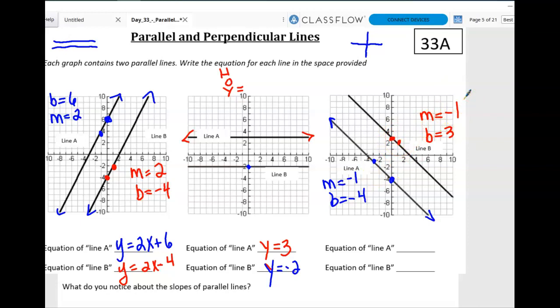So we put the two together, and our equation for line A is y equals -x plus -4, and the equation for line B is y equals -x plus 3. So what do we notice about the slopes of parallel lines? If we look at all of the slopes, if the lines are parallel, they are the same. So parallel lines have the same slope.